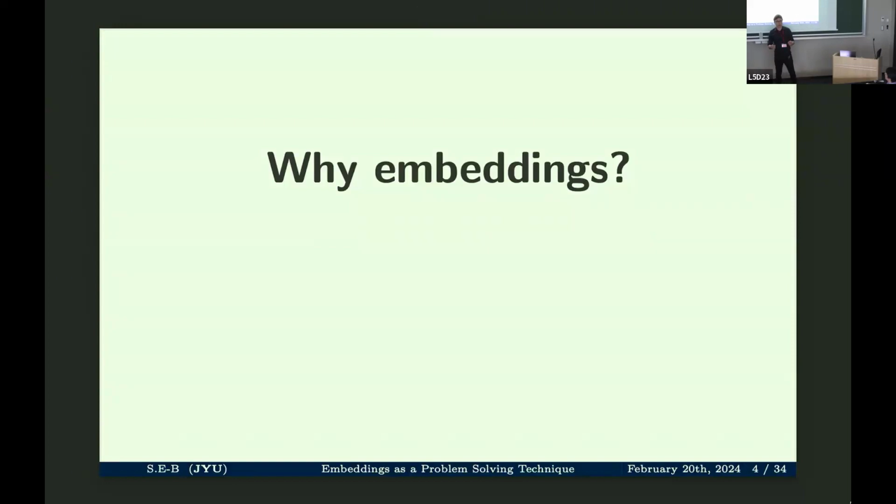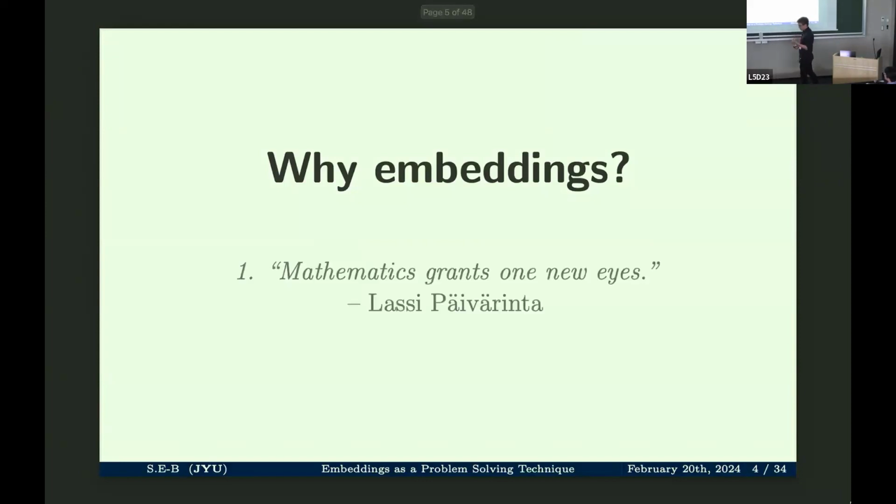And I will tell first about generally why one would consider embedding problems, what one can do with them. And this might be a bit simplistic, so especially for people who have used these before, this might not be so deep and profound, but I want to give a sense of where these embedding problems come from, what they can do for you, and start from something very, very simple. So there was a Finnish mathematician, Lassi Päivärinta, who worked in inverse problems, and he wrote once a nice little article about mathematics, and he said in Finnish, mathematics grants you new eyes. And similarly, metric embeddings, what they can do is that they can take your problems and convert them to a space with more structure where we have more tools to study them.